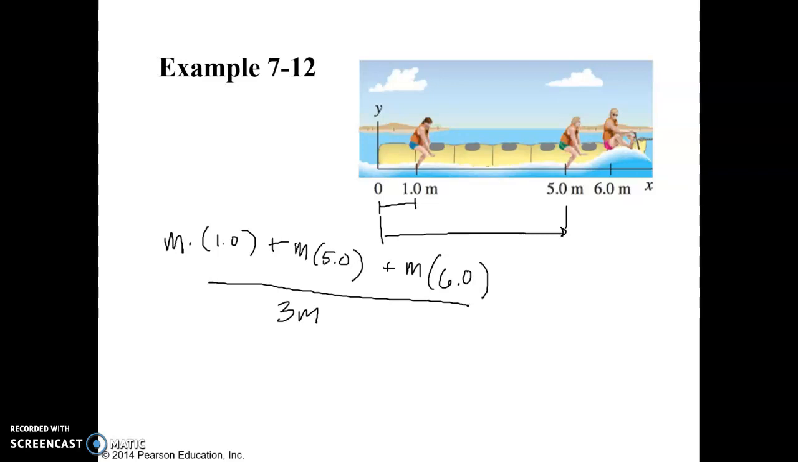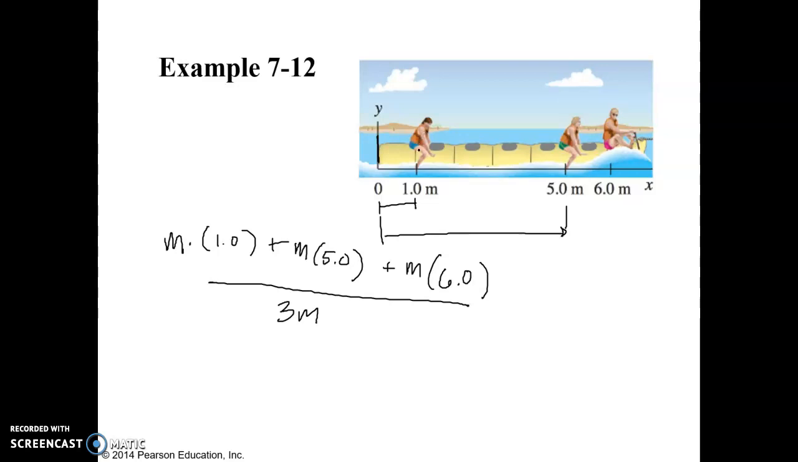And at the end of the last video, we were looking at this example problem, example 7.12, in which we're trying to find the center of mass of this group of people, these three people sitting on this inflatable banana boat. This can be found mathematically by essentially averaging the centers of mass of these three people with respect to some reference point, and we've chosen the back end of the boat as that reference point.